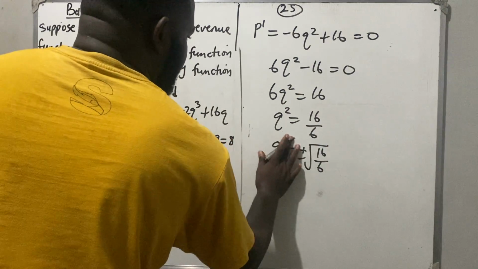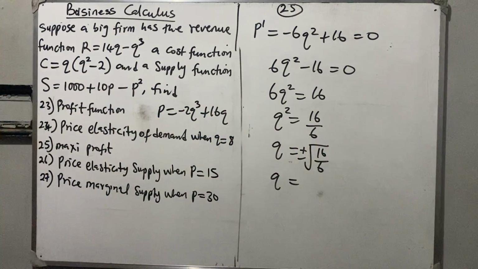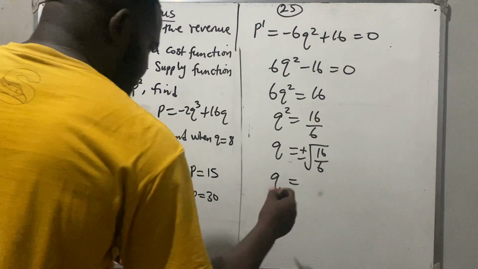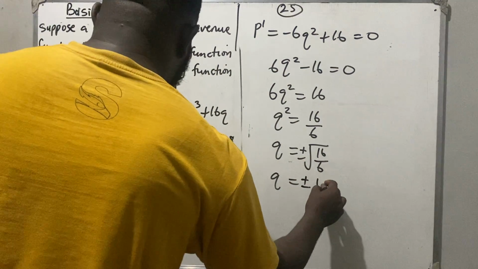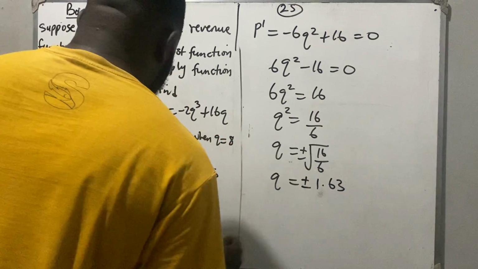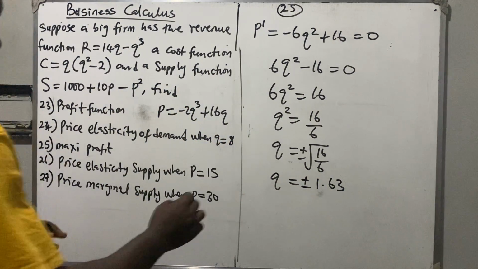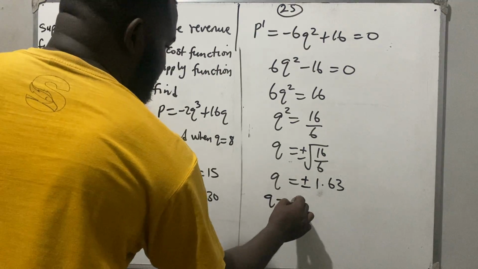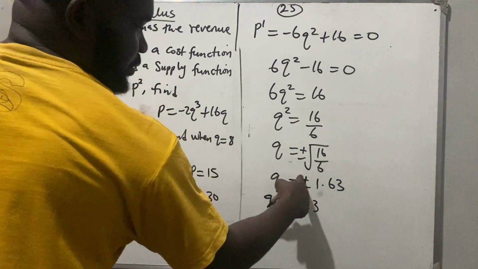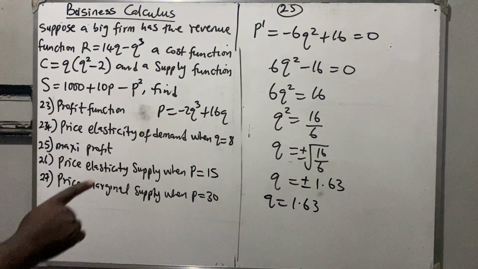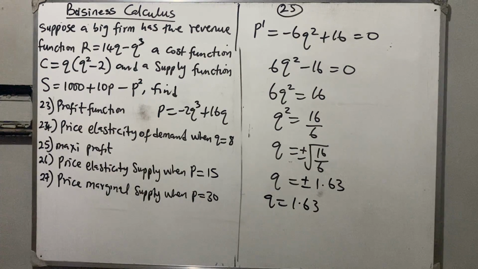So Q will give you, 16 divided by 6, then the square root of my answer. I have plus or minus 1.63. But we are not going to take the negative because quantity cannot be negative. So we are taking only Q to be 1.63. We're only taking the plus because quantity cannot be negative.